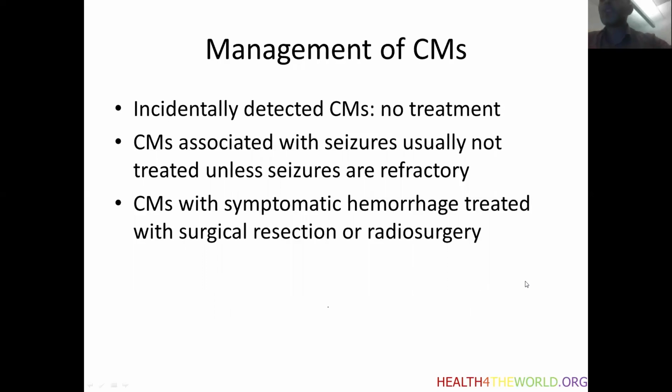When cavernous malformations are detected incidentally, they're usually not treated, often because the risk of surgery is thought to be greater than the risk of symptomatic hemorrhage. Even when the malformations are associated with seizures, we often don't treat them unless the seizures are refractory to medical management. When a lesion does present in a location that causes severe neurologic symptoms, such as the pons, for example, or when the seizures are poorly controlled by medication, they can be treated with surgical resection or radiosurgery.